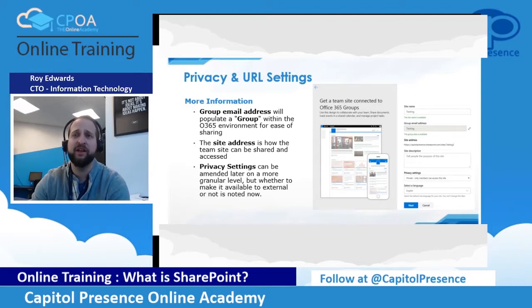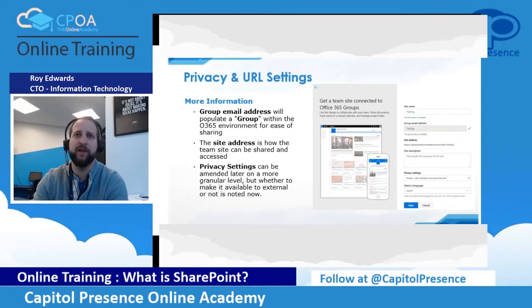For privacy, this is where you name who is going to have access to your team site. You can change this after it's created. So if you didn't know who was going to be part of this group, you could always just include yourself and then later add more people. But you can include group email addresses. That will create a group permissions environment.